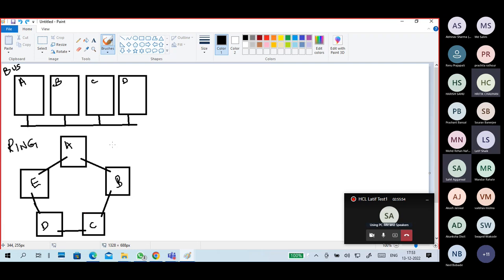So what is a ring topology? A device is connected to another device, which is connected to another device, like that, one device connected to the next. The last device is connected to the first device. It forms a ring, like a closed circuit. Whenever you are communicating, you have to pass through the ring.